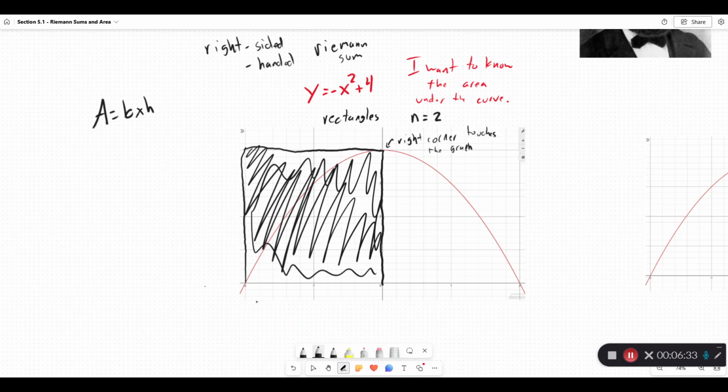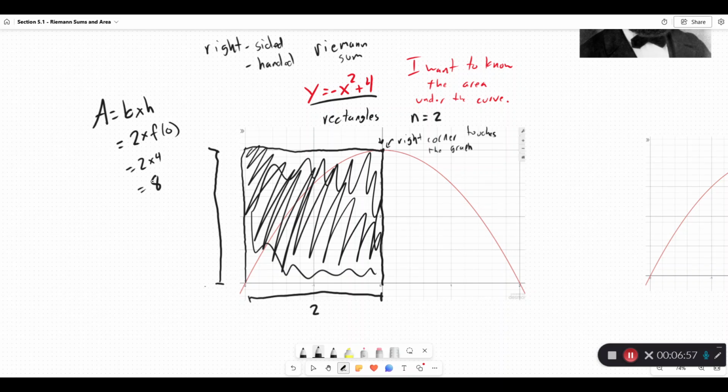Base times height. I can measure this distance is 2. And I can measure this distance because I know this right point touches the graph, whatever the evaluation of the graph is here. This is going to be a base of 2 times the height, which is specifically f of 0, which, plugging into this equation, is 2 times 4. This has an area of 8.